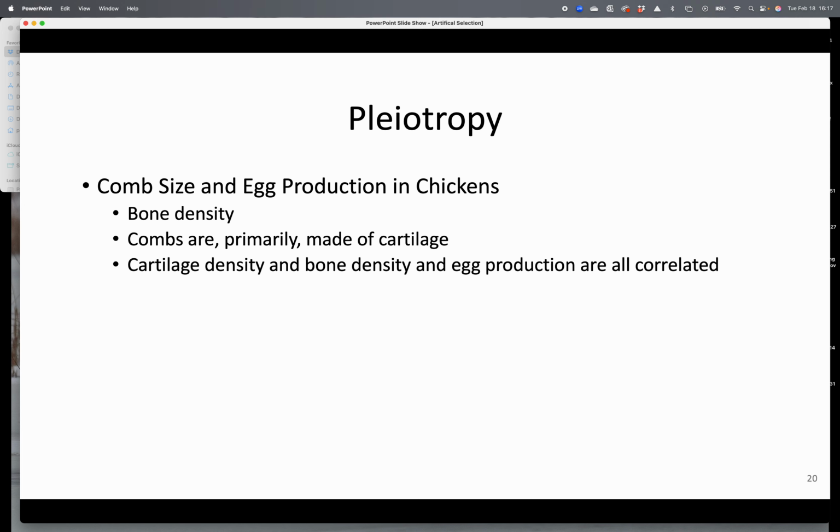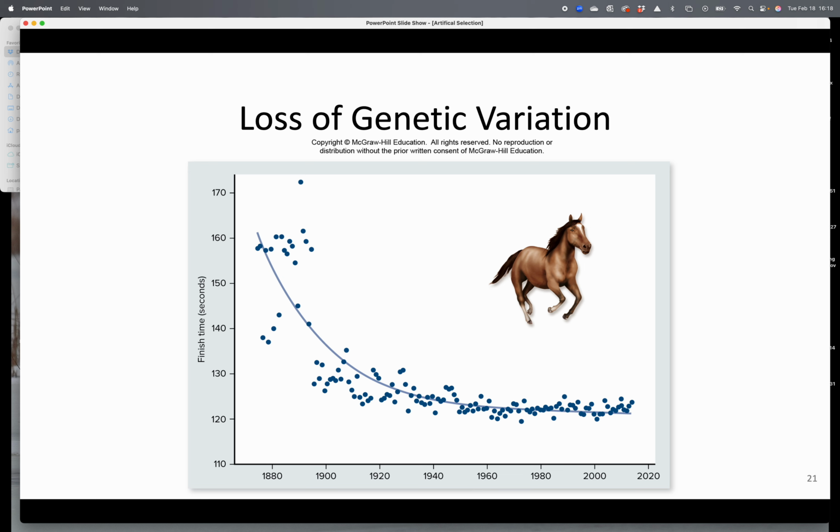Therefore, if you select for higher egg production, you're also going to be selecting for a bunch of other traits, and that selection on egg production will drag along those other traits. If it's better to have lower density bones because it makes you lighter and able to fly, that is in conflict with selection acting on the production of more eggs. And so that can actually slow down selection of those two traits.